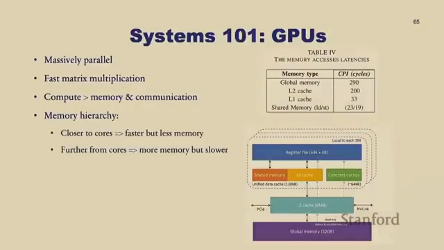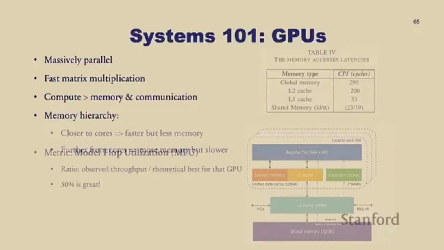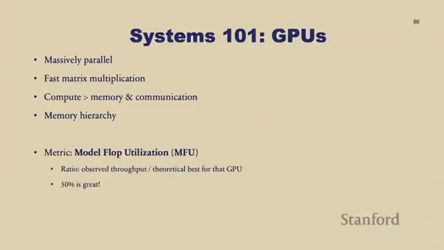Another thing to know about GPUs is that there's a memory hierarchy. This is the same with CPUs: the closer you are to your cores, the less memory there is, but the faster things run. If you're further away, there's more memory, but it's slower.